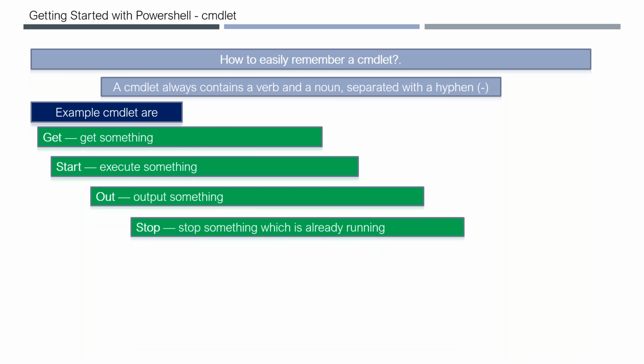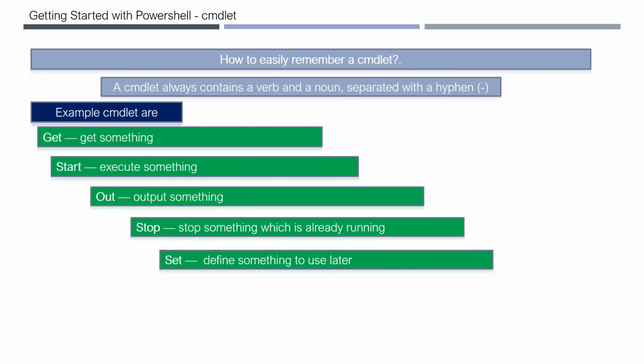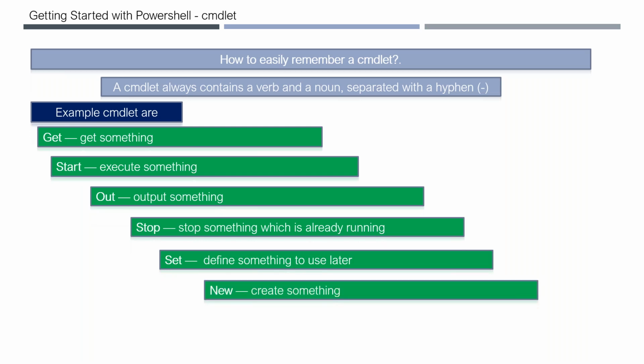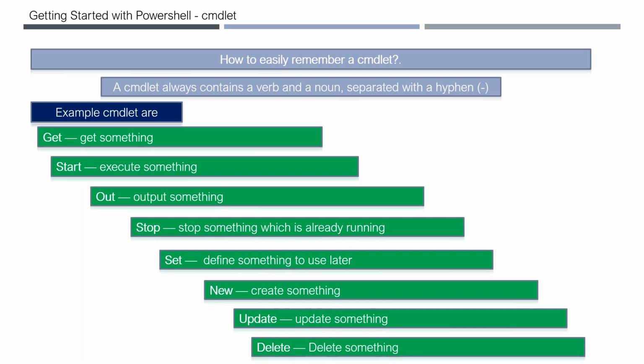Start is executing something, out is output something. If you want to stop, you can stop. You can start using the stop word, and the commands set, new, update. So this is how your commands look. And I have just given some of them: use, remove, set, etc. Those things will look like this. This is the easiest way to remember the cmdlets, not the commands. Delete something.